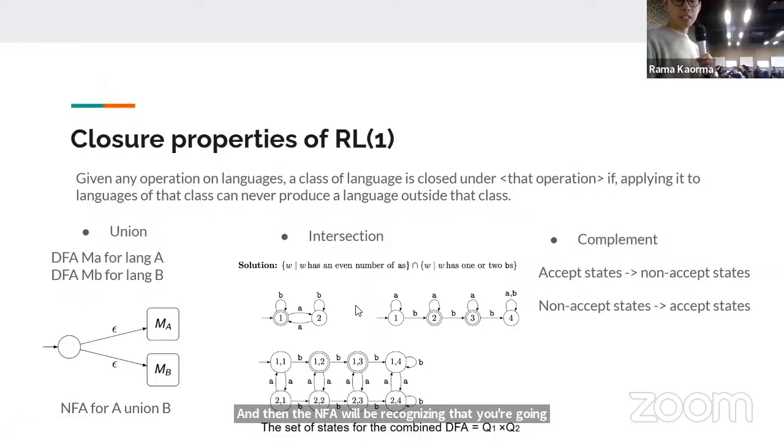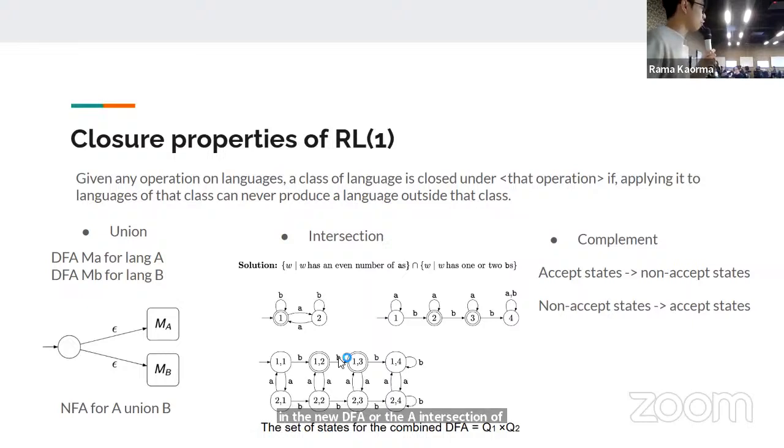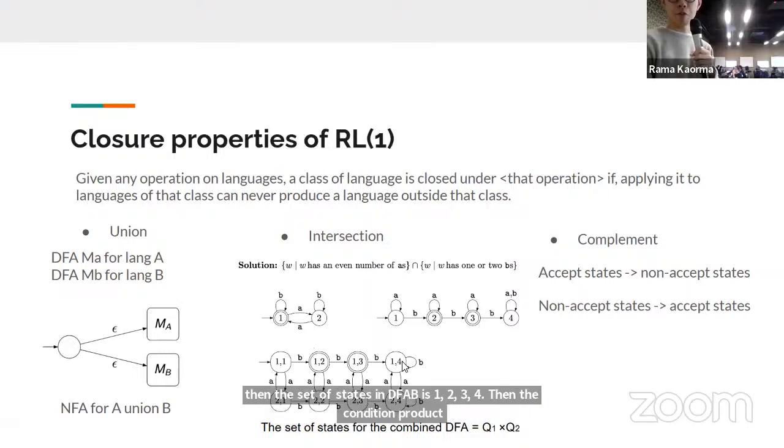Intersection as well. This is taken from the tutorial questions. Let's say we have a DFA to recognize any string that has an even number of A's, and another DFA to recognize any string that has one or two B's. Then the set of states in the new DFA for A intersection B is the Cartesian product of the two sets of states in the DFAs. So let's say the set of states in DFA1 is 1, 2, from here, and the set of states in DFA2 is 1, 2, 3, 4. Then the Cartesian product of the two sets of states is 1,1, 1,2, 1,3, 1,4, and something like that.